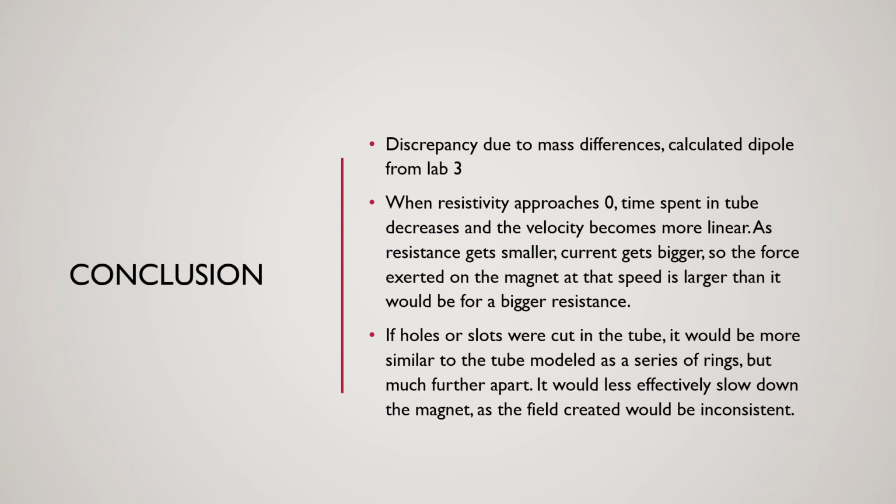If holes or slits were cut into the tube, it would less effectively slow down the magnet, as the field created would be inconsistent. This is very similar to what happens when there is more space between the rings of the model or fewer rings. Overall, this lab did a great job of demonstrating the effects of a magnet in motion.